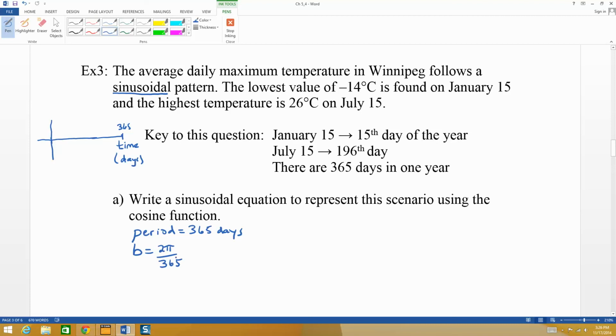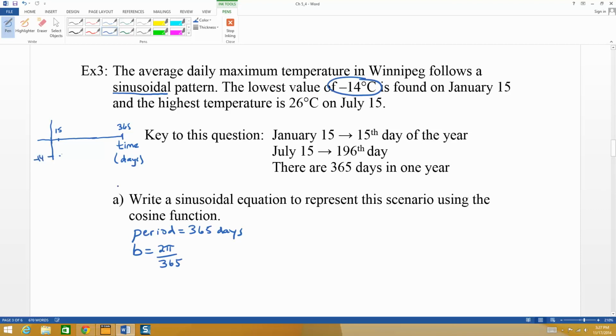And I think we can leave it as 2 pi over 365 because we can't divide both the top and the bottom by 2, and I don't want to work with decimals. This is better. Okay, so on January 15th, so when x is 15, I'm just going to do a sketch here, and then we'll do a better one a little bit later. At January 15th, what did it say? The lowest value was minus 14. So here we get a minus 14.